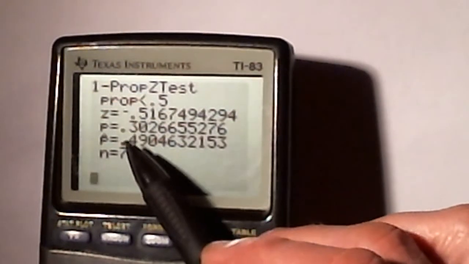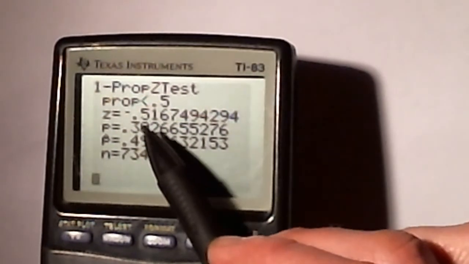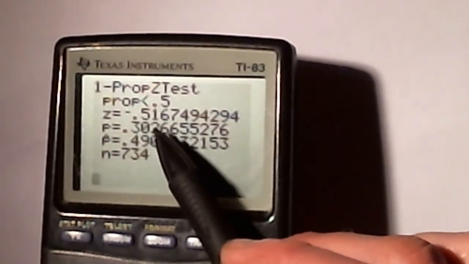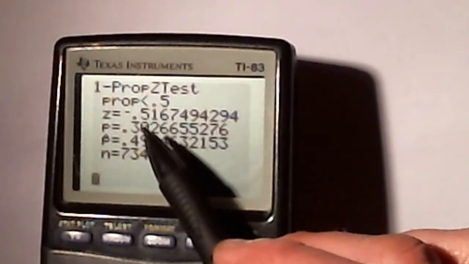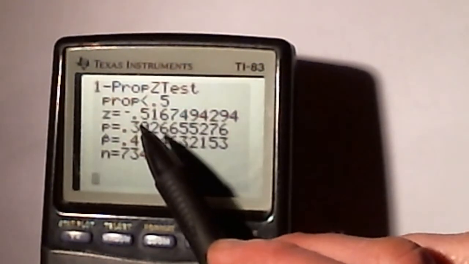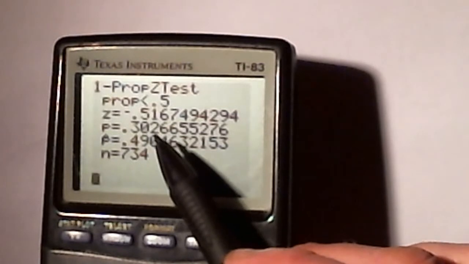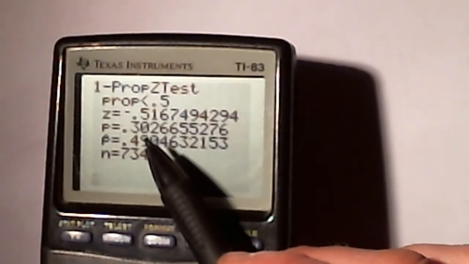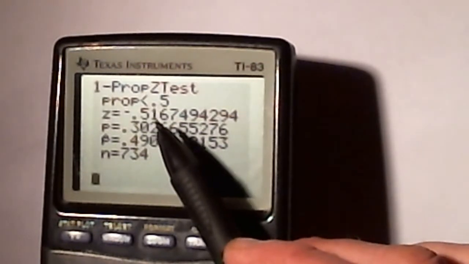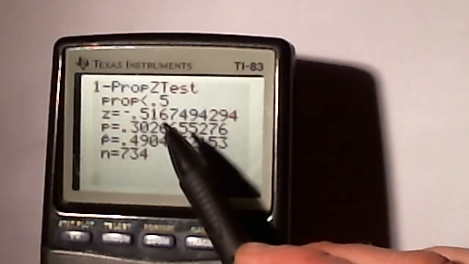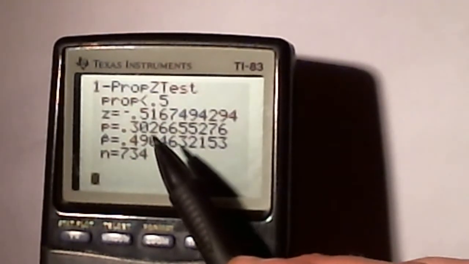Notice that the negative 0.5167, that's your test statistic. That's approximately the same value that we computed when we did the problem manually, showing all 5 steps. I think we computed negative 0.542, so it's a little off, but it's pretty close to this, and that really does not change our decision regarding this hypothesis anyways.